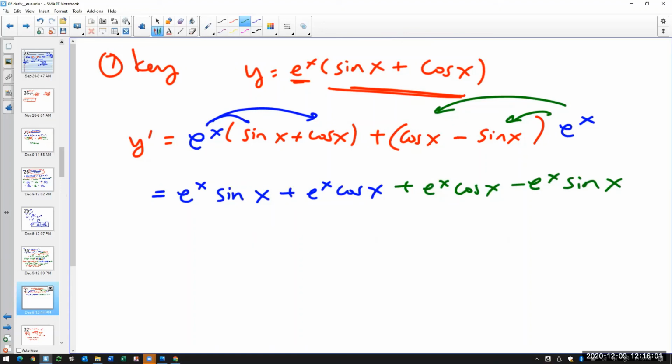Oh, check this out. Do you guys see this? E to the x sine x and e to the x sine x. Do you see they subtract out, right? So all I have is 2 of these left. And so I have 2 e to the x cosine x.